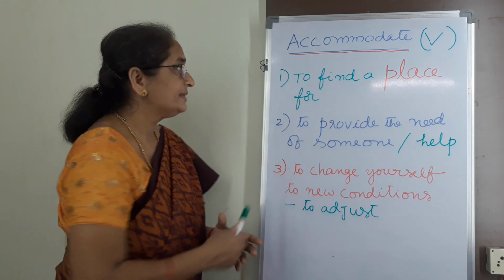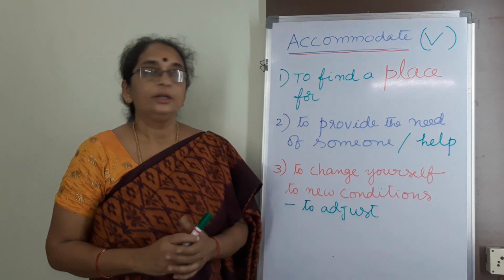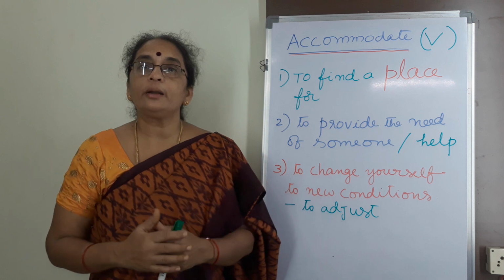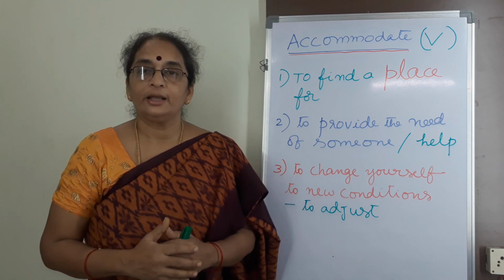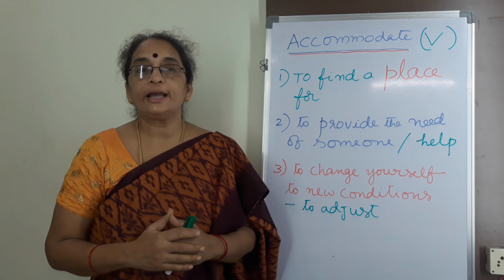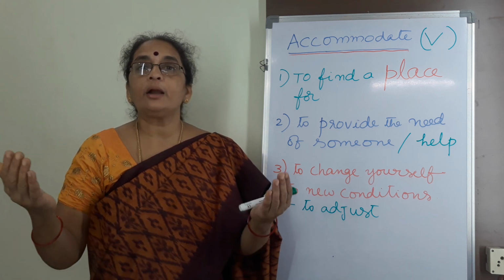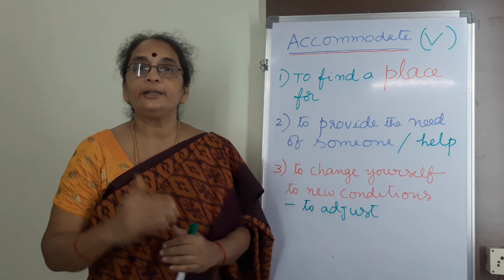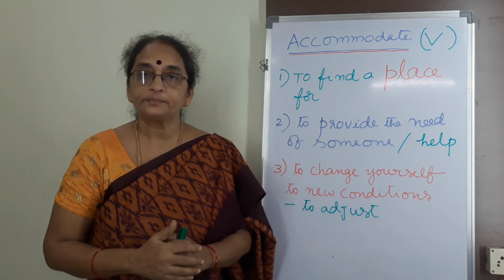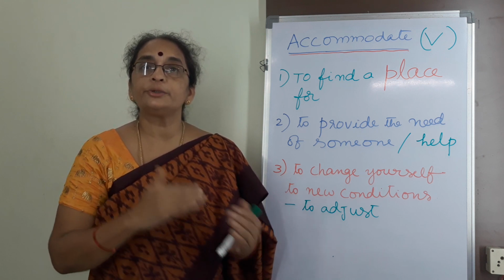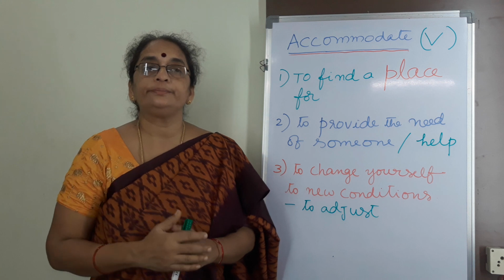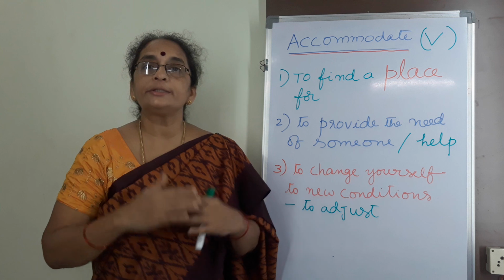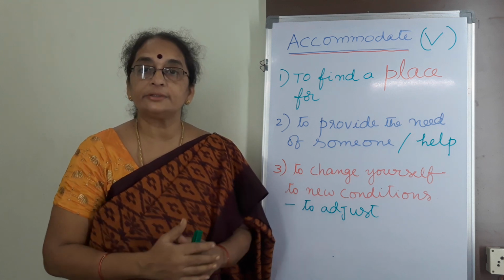Let's review now. The first application is to find a place for someone or something. The students are accommodated in the new hostel. That is the first example we discussed. The files can be accommodated in the top rack. You can accommodate the files in the top rack, in the upper rack. The college accommodates the students in the new hostel. That person is very kind-hearted. He accommodates the poor people in his premises.